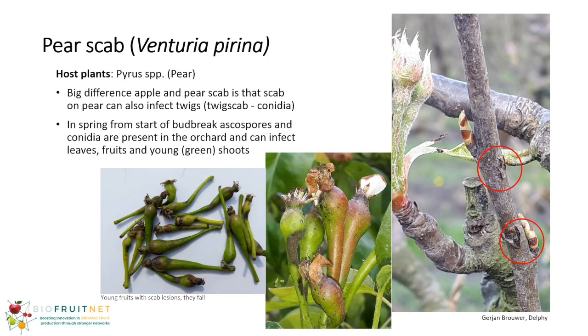Pear scab, Venturia pyrina: its host plant is Pyrus species, all kinds of pears. The big difference between apple and pear scab is that scab on pear can also infect twigs. We call it twig scab. In twig scab, conidia are formed. In spring, from the start of bud break, when twig scab is in the orchard, as well as spores, conidia are present in the orchard and can infect leaves, fruits, and young green shoots.